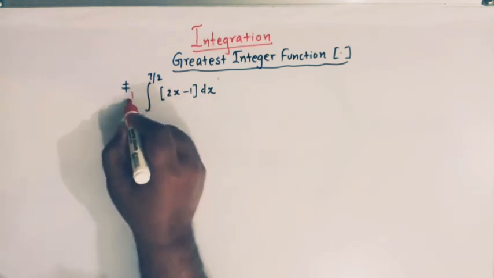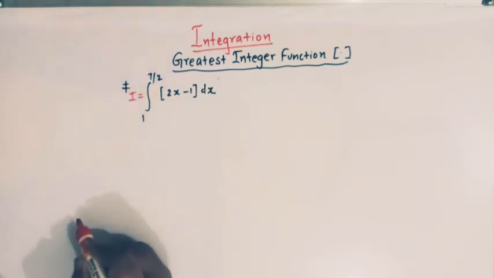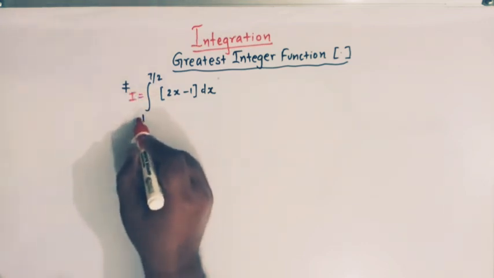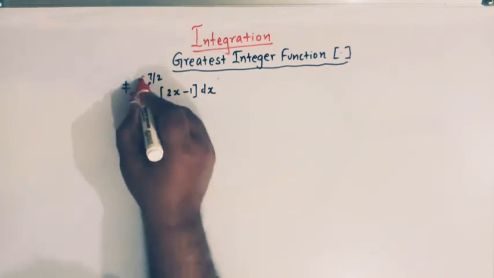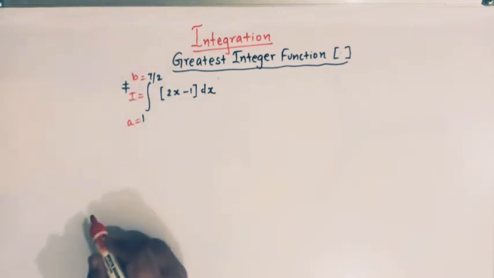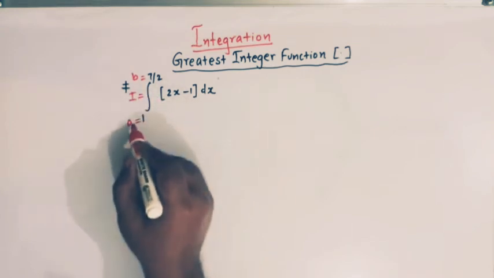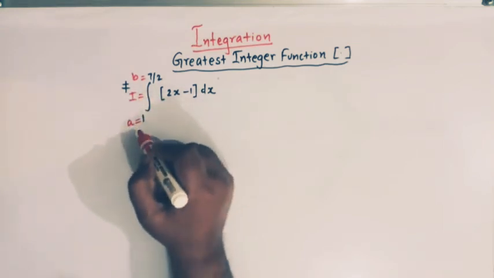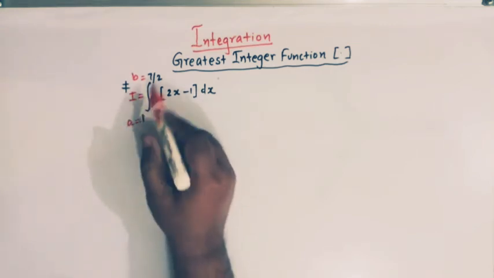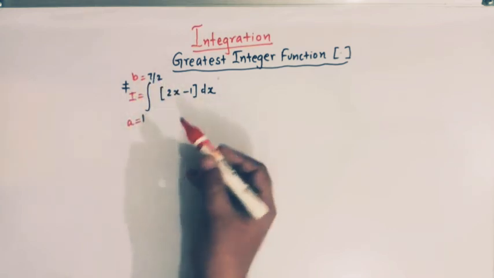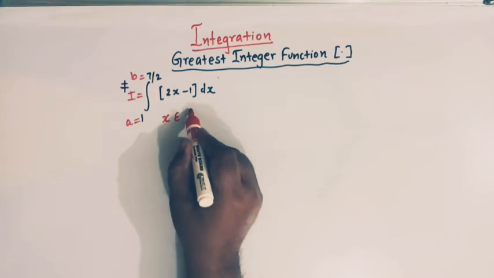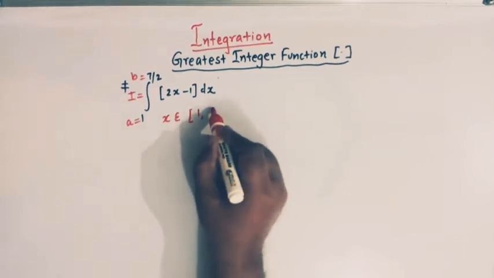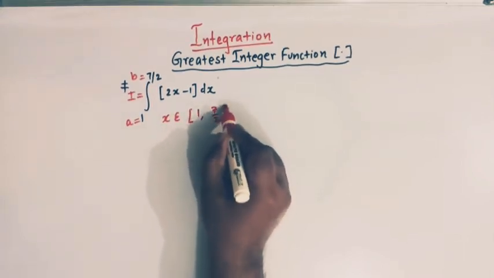Let us first denote this integral by I. We see that the lower limit is 1 and the upper limit is 7 over 2, and the value of x lies in the interval 1 to 7 over 2. So this can be written as x belongs to [1, 7/2).